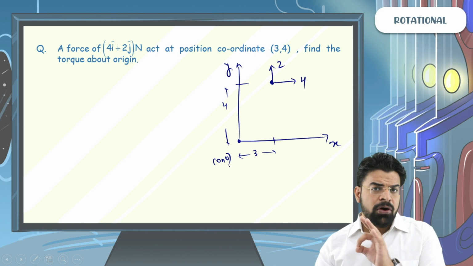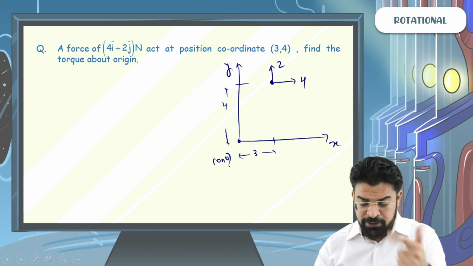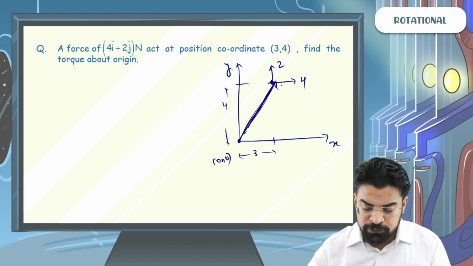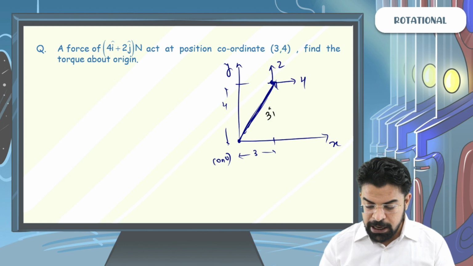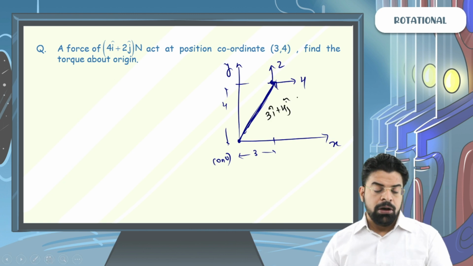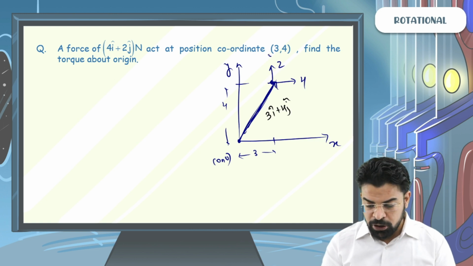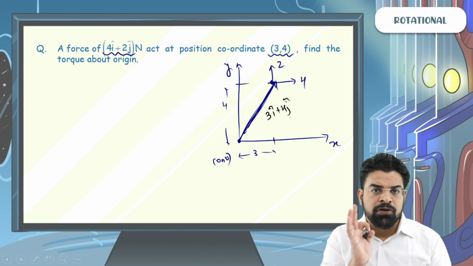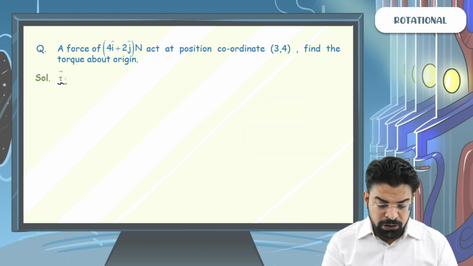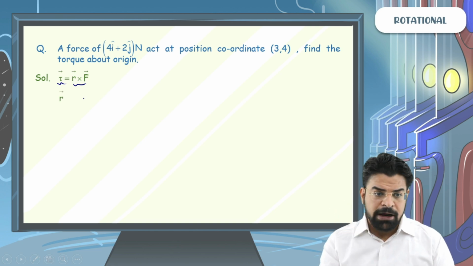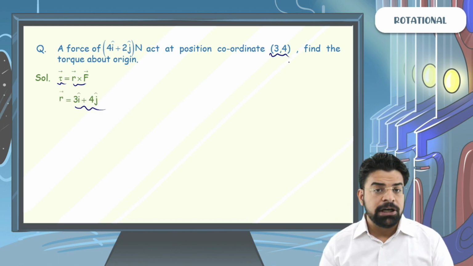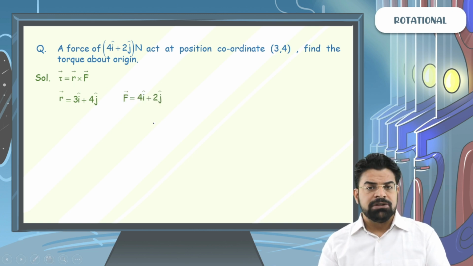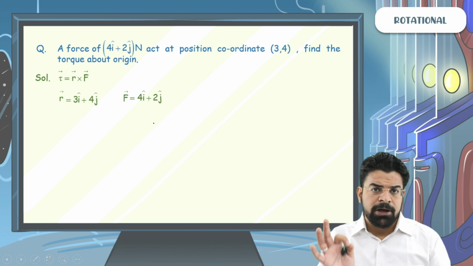To write the torque, you need two things: you need r, and you need F. You will say that the position vector of the point of application of this force is 3 i cap plus 4 j cap. Once you know the position vector and the force vector, simply take their cross product, and you will get the answer. So torque equals r cross F. The position vector is 3 i cap plus 4 j cap, and the force vector is 4 i cap plus 2 j cap. So simply take their cross product.